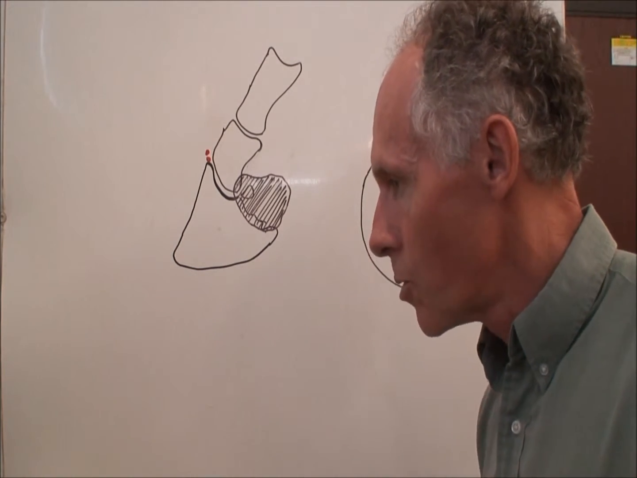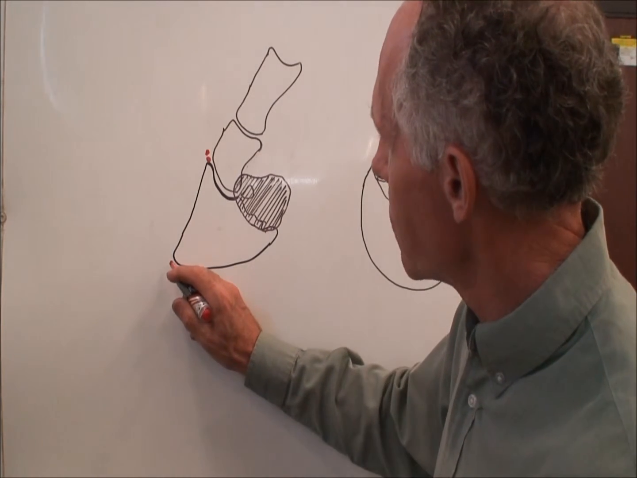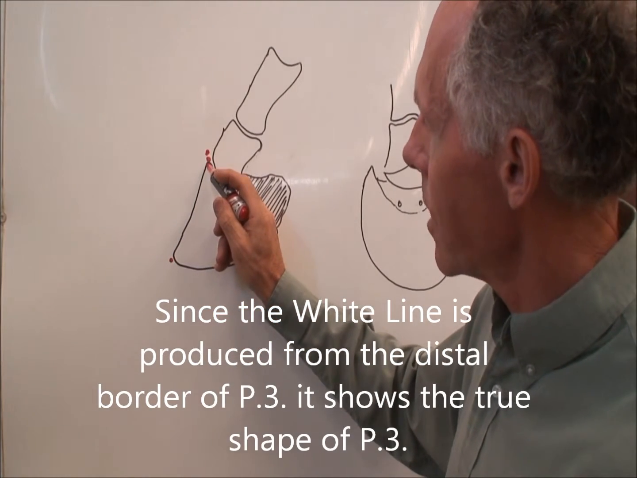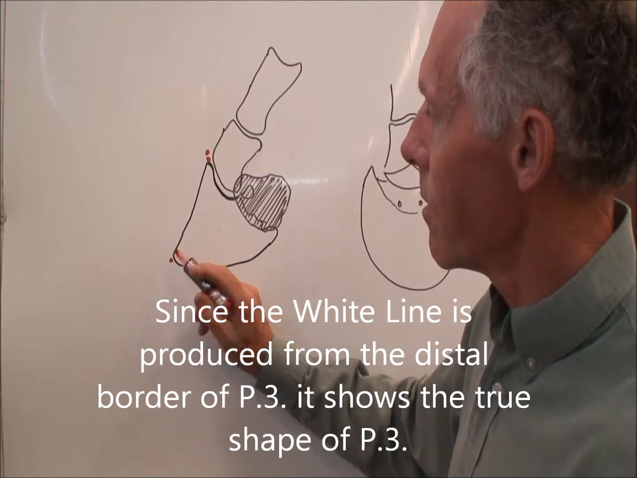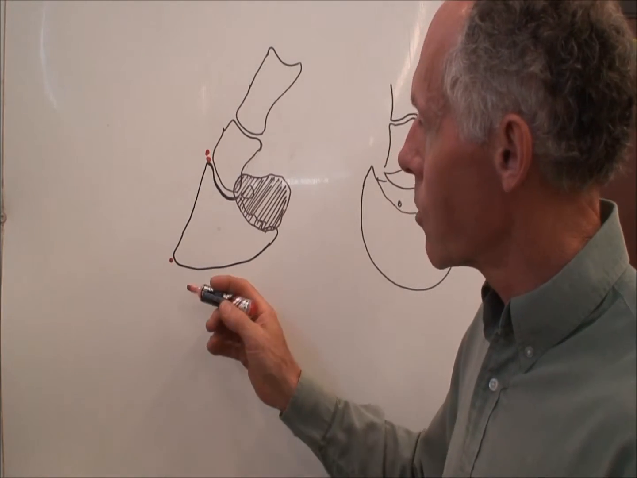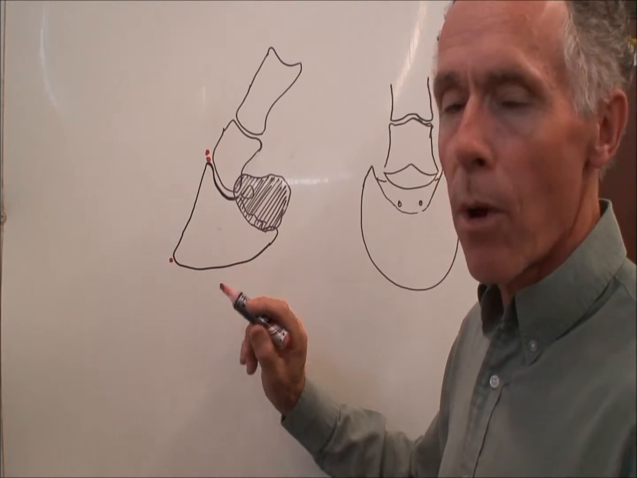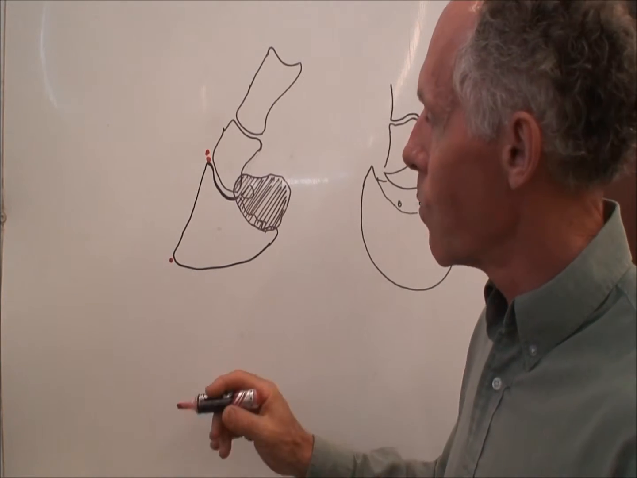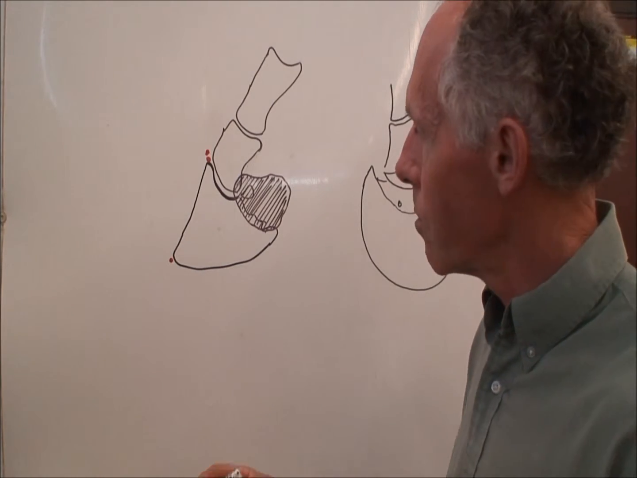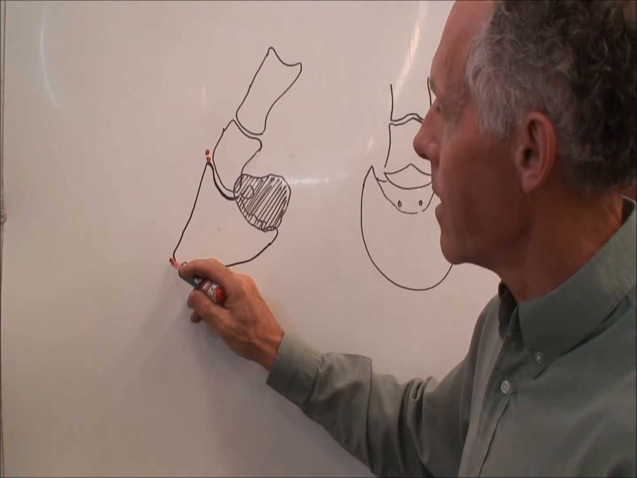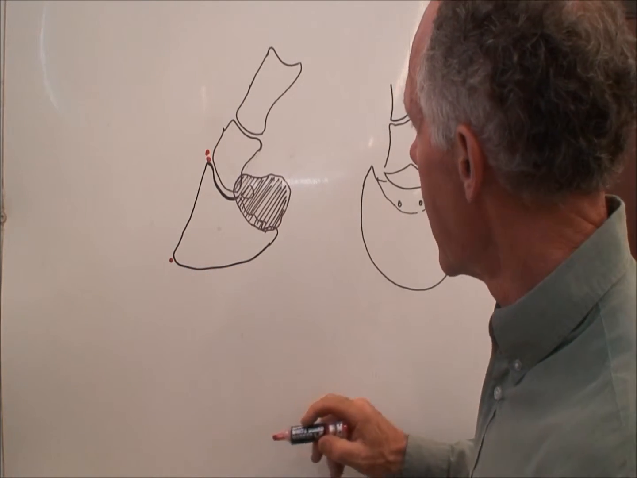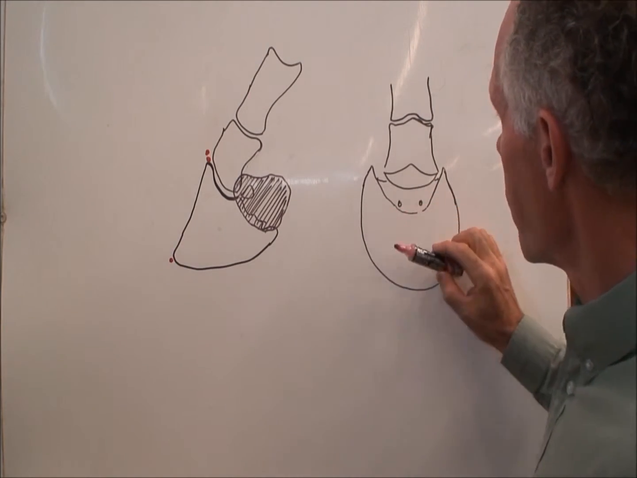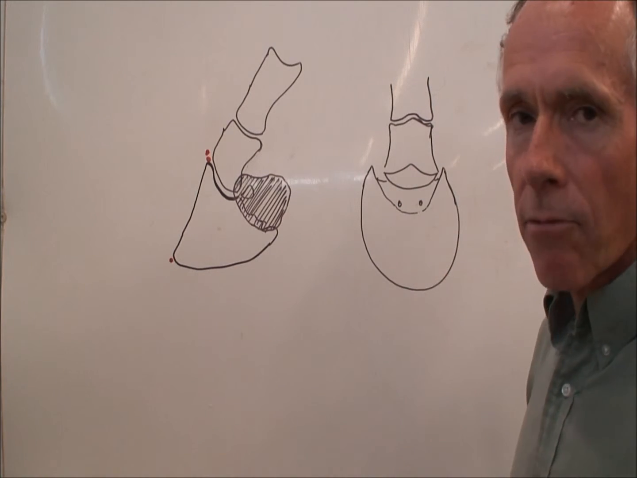The white line is produced only from this bottom edge of P3. So the white line is not generated from the coronary band region, it's only generated from here. And that's why the white line is so important to us, to indicate what the shape of P3 is. Since it's produced off the distal border of P3, that helps us determine what the shape of P3 is and what the shape of the hoof should be. So the terminal papillae of the laminar corium produce the white line, and then we have the sole corium, which covers the principal part of the solar surface of P3, and then the frog corium in this back region.